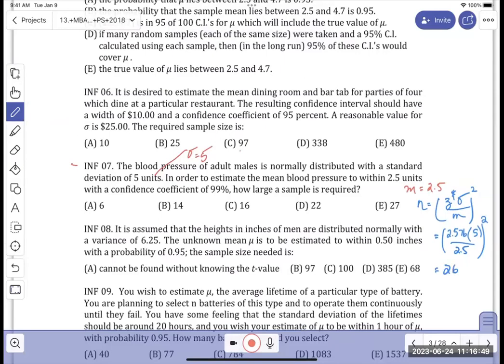The 26.54 is rounded all the way up to 27. So that's the best answer. Okay. Try 8.